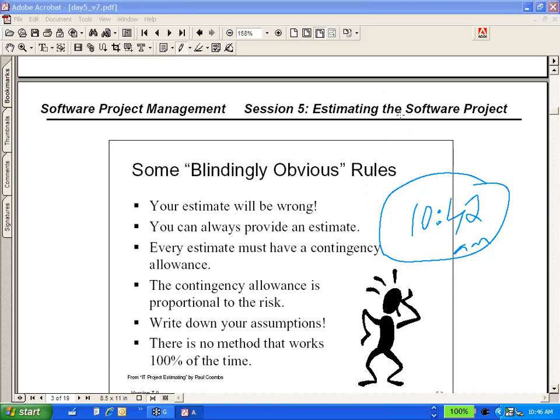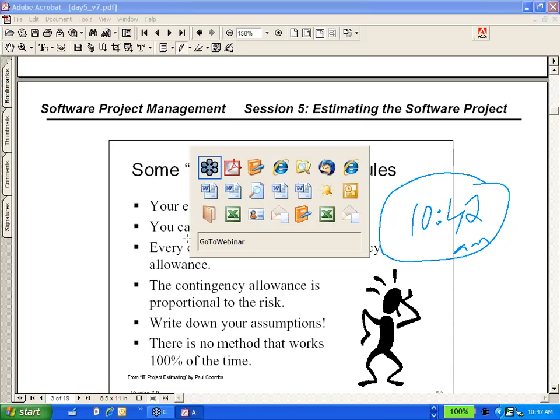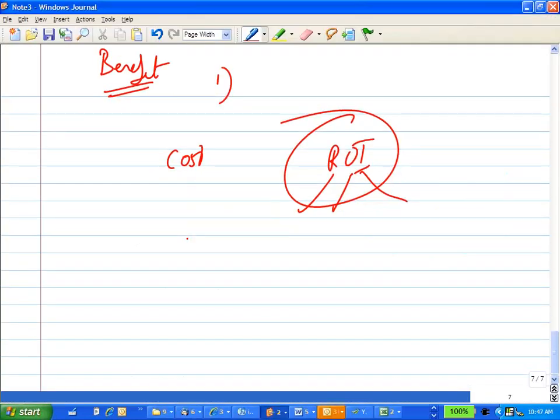Okay. So we were talking about estimating a software project, so that the project manager and the project team know how much money to allocate for this project. And you can always give an estimate, right? You should never tell... Generally, who asks who for an estimate in a software project? The business team, the executive sponsor, ask the project manager for an estimate.